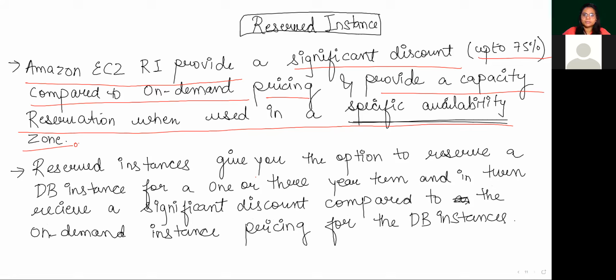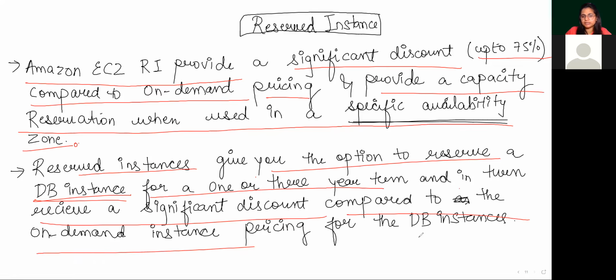So what they're trying to say, reserved instances give you the option to reserve a database instance for 1 or 3 year terms, and in turn receive a significant discount as compared to the on-demand instance prices of a database instance. This is clear? Yep. Making sense?